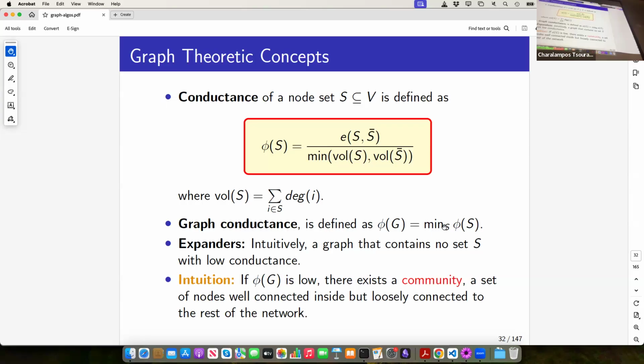The minimum over all sets of the conductance is called the graph conductance, which is going to be low when you have communities. So if this is low, intuitively you have at least one community in the graph. And if this is large, we call these graphs expander graphs. These are very important objects in pseudo-randomness, in graph theory, and in many other applications.